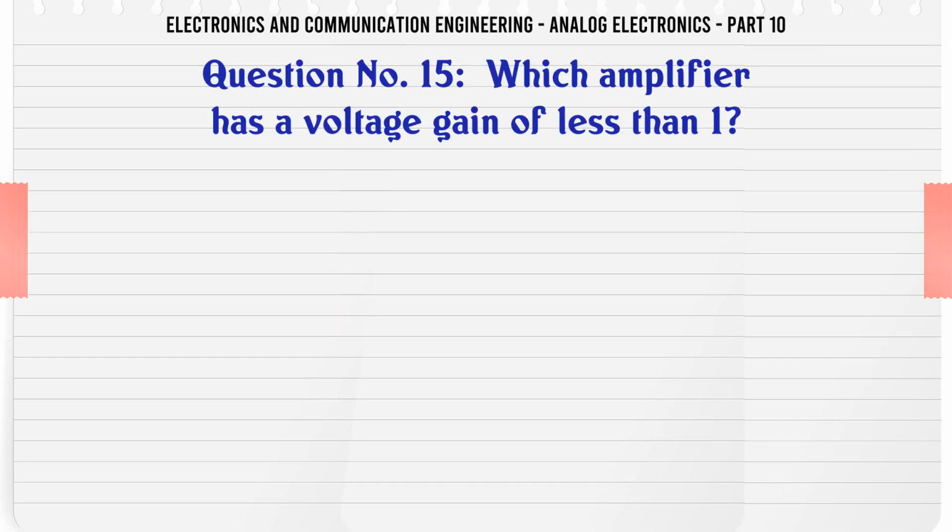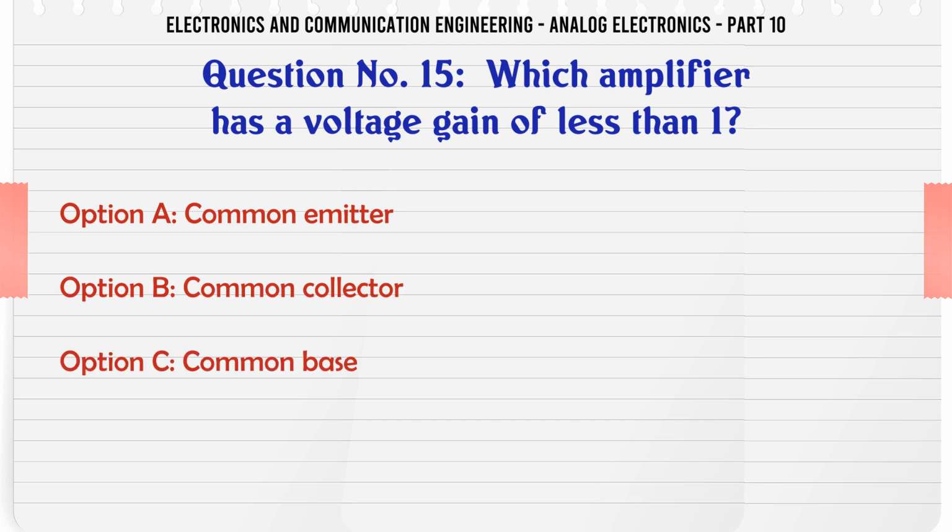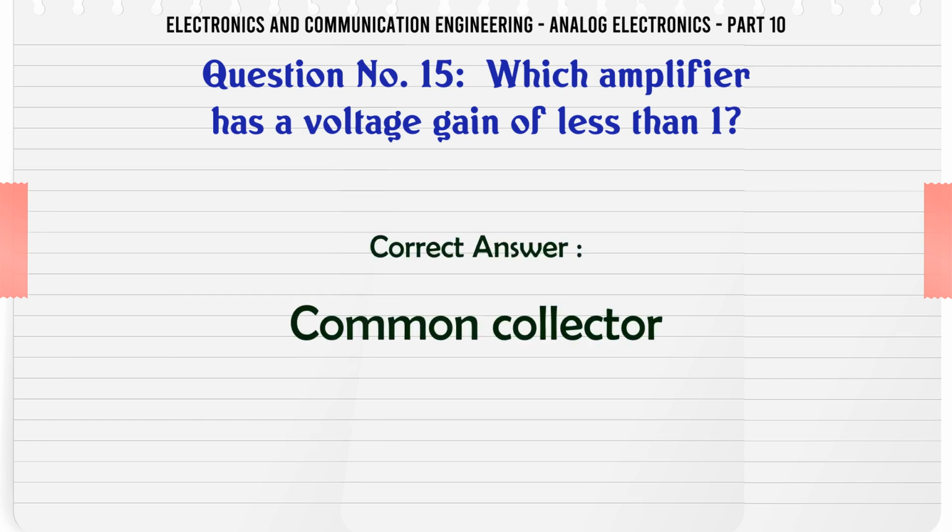Which amplifier has a voltage gain of less than 1? A. common emitter, B. common collector, C. common base, D. both CB and CC. The correct answer is common collector.